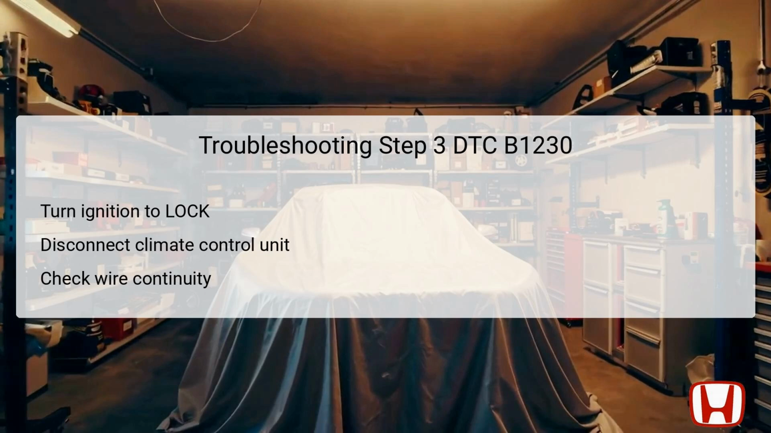If continuity exists, this indicates a short to body ground within the wiring connecting the climate control unit to the sensor. If continuity is not present, the T-Sun wire itself is likely intact, prompting a need to replace the climate control unit as the cause of failure.